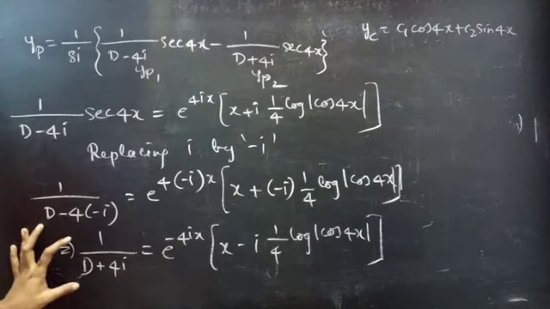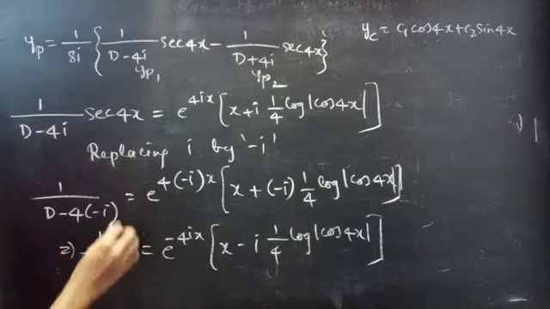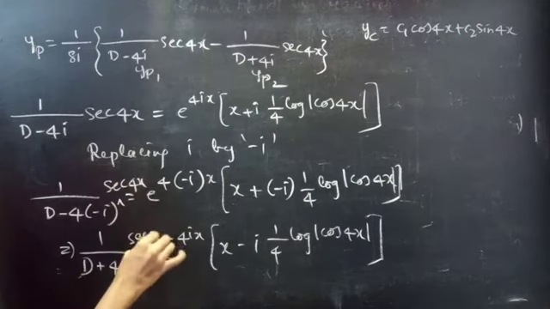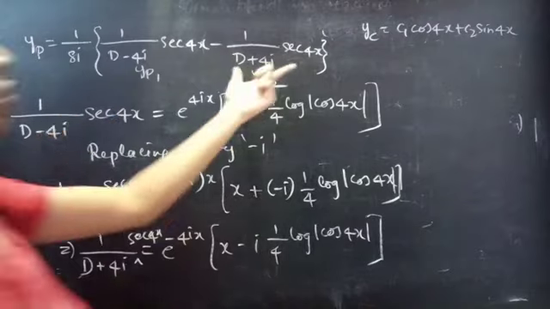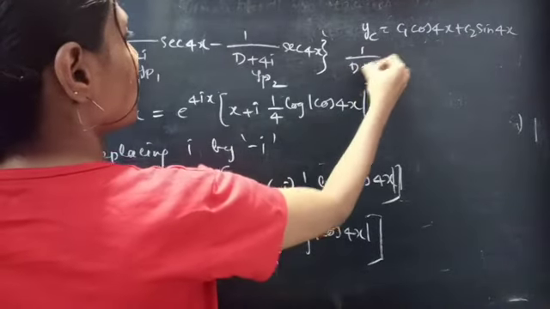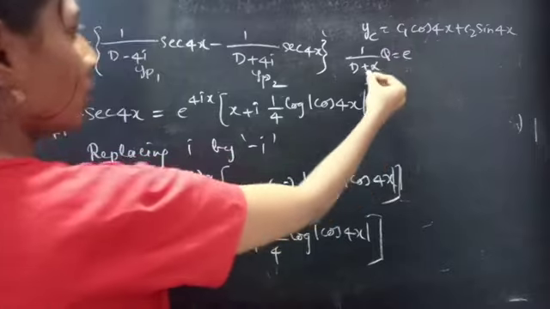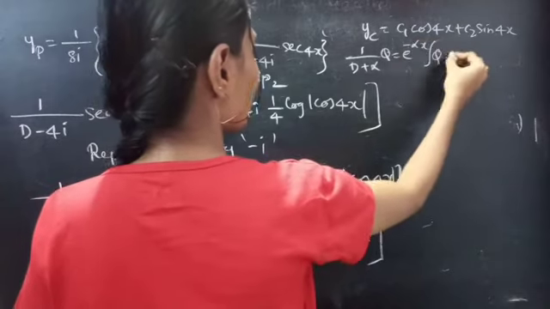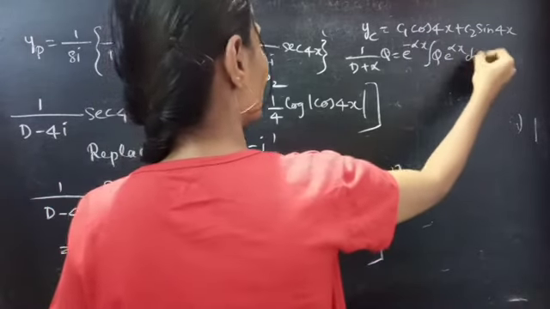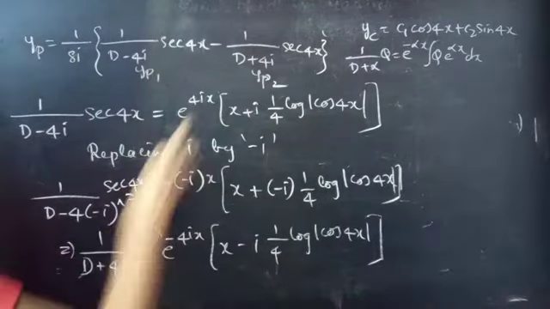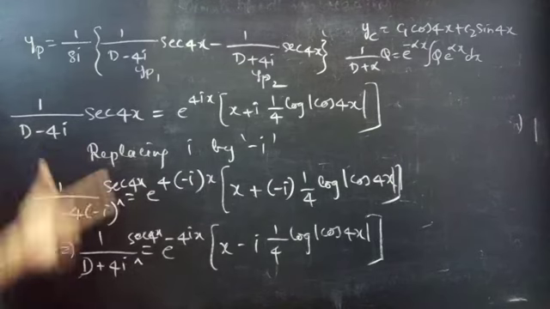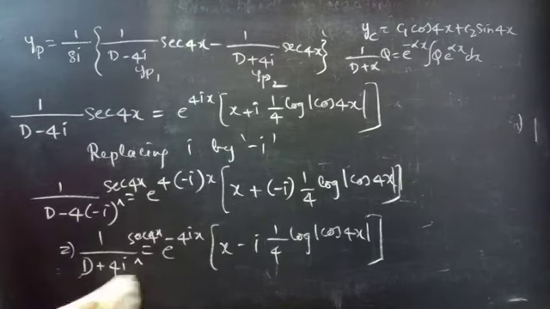Okay, or you can just solve this. Here you'll get into secant 4x, or you can solve this using the formula 1 by D plus alpha into Q equals e power. Here you're having minus, sorry, plus, so you'll get minus alpha x integral Q into, here you're having minus alpha x, so you'll get plus alpha x inside the integral. So you can use this to find this one, okay? Or simply by replacing i by minus i, in this you'll get 1 by D plus 4 into secant 4x value.